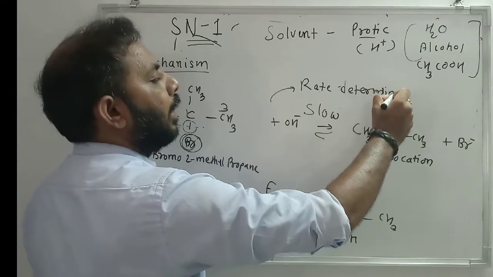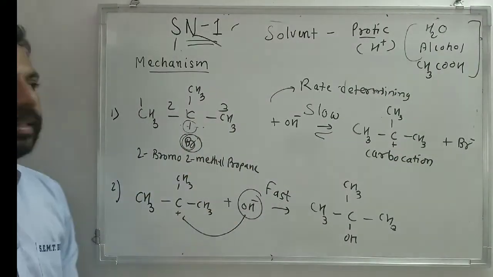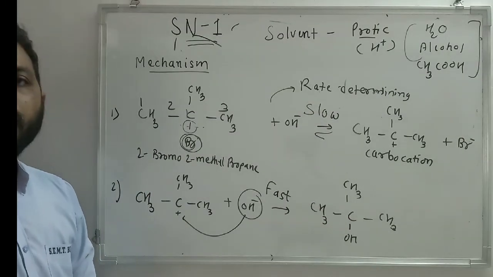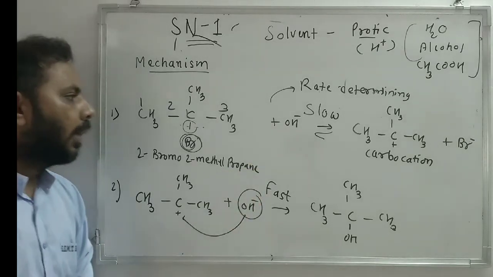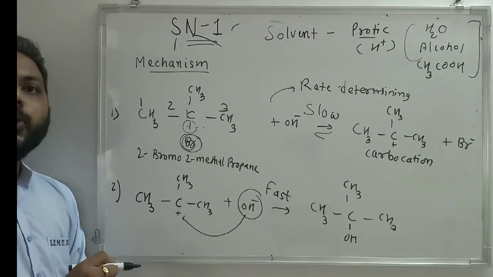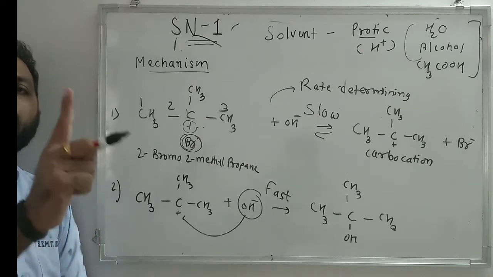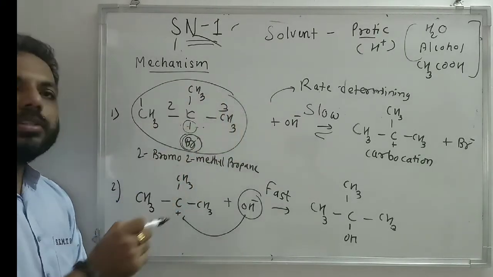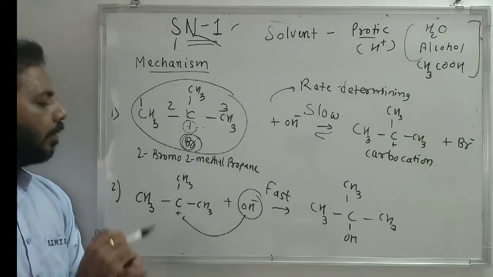Rate determining, which means the rate of this reaction depends on this reaction. The first reaction, step 1, is responsible for the overall rate of this reaction. Now, as we know that this is an SN1 unimolecular reaction, it depends on only one reactant, one substance, and that reactant is haloalkane. So this reaction is dependent on the concentration of haloalkane.